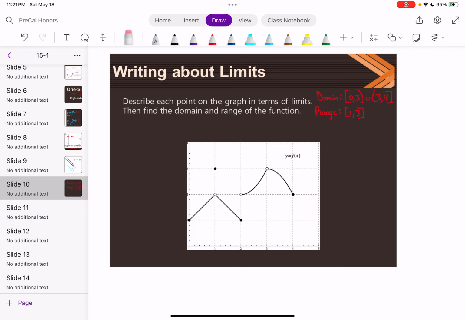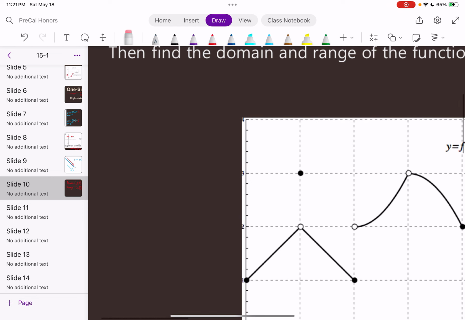Now that we've tackled our domain and range, we're going to go ahead and work to write down each one of the limits that we have here, going from the left side to the right-hand side. For this, we have to pay attention to where we're starting off, understanding if there's a left side or a right side, and just working our way from there.